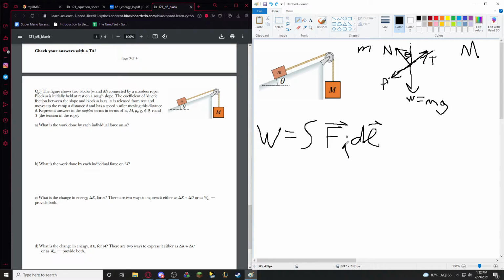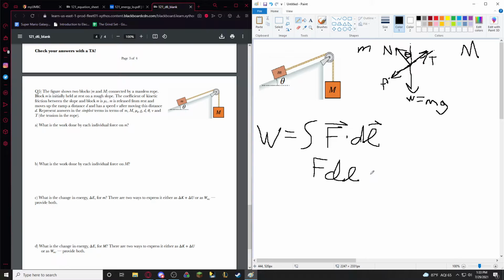What is this dot product here? I'm sorry, I don't remember. You've got the concept, you understand it. I'm just trying to see if you understand the math. But essentially, the dot product of two vectors would be the magnitude of F times the magnitude of dl times what? Something to do with the angle between them.